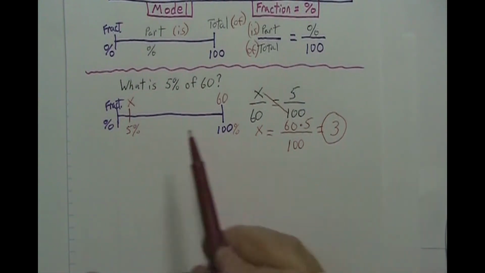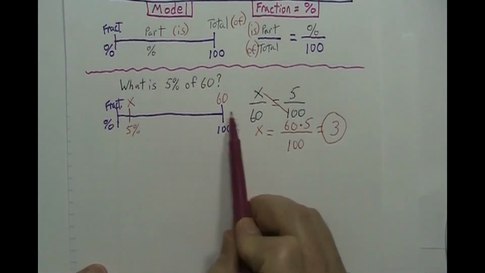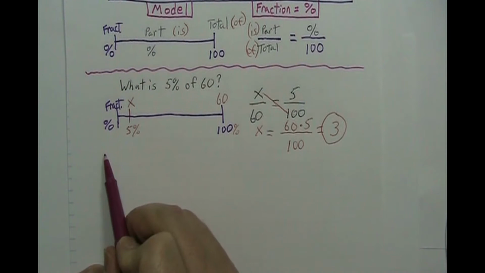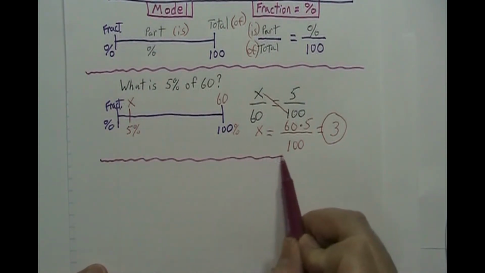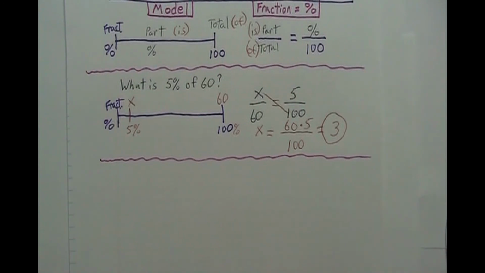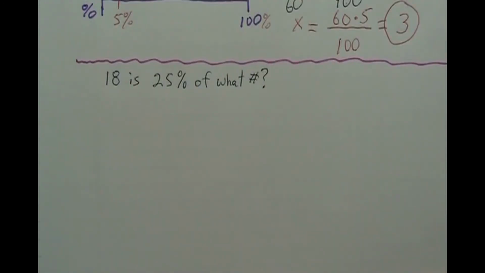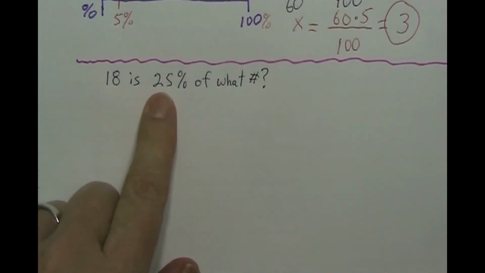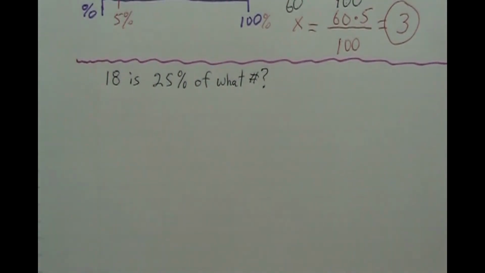So you notice, here's our problem, here's the model of it, and now we just set it up. This works for all problems. So I'm just going to go ahead and do this to separate a little bit. Here's the next problem. 18 is 25% of what number?